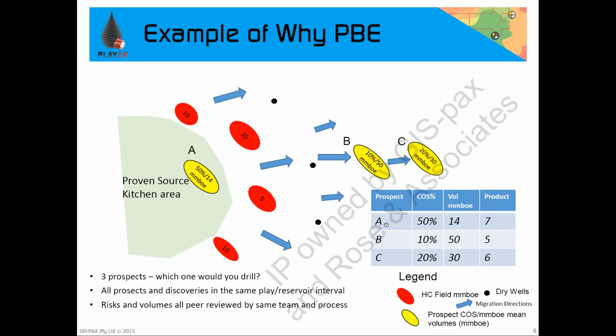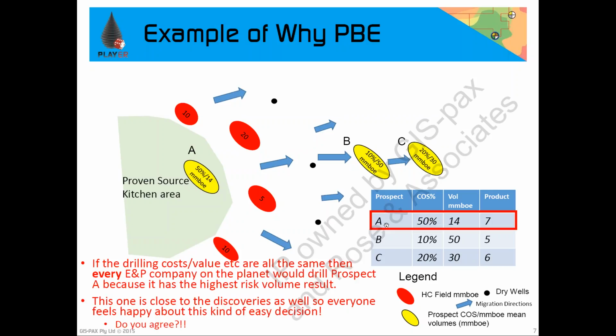And the simple answer is that as an industry, most of us would simply multiply the chance of success by the volume of success and come up with the risked volumes. And in this case, the largest number is prospect A, which sits over here. Now that prospect also happens to be close to the fields. The assumption here is that the drilling costs and the value are all the same, etc., etc. So we're using risk volume as a proxy for value. But most companies would make that decision and feel very happy with themselves that they've actually got that evaluation correct.